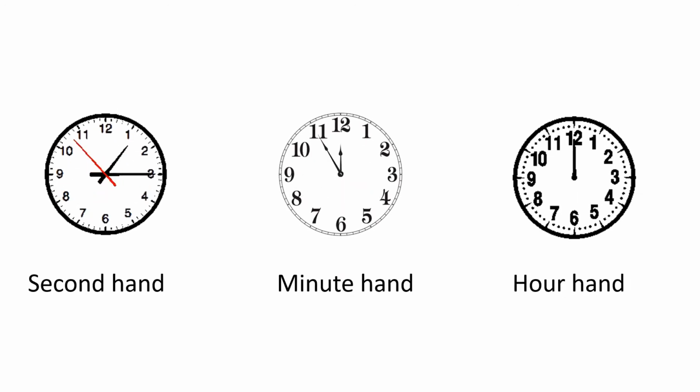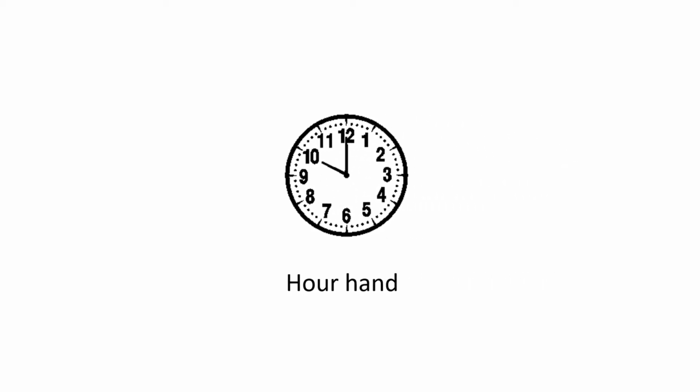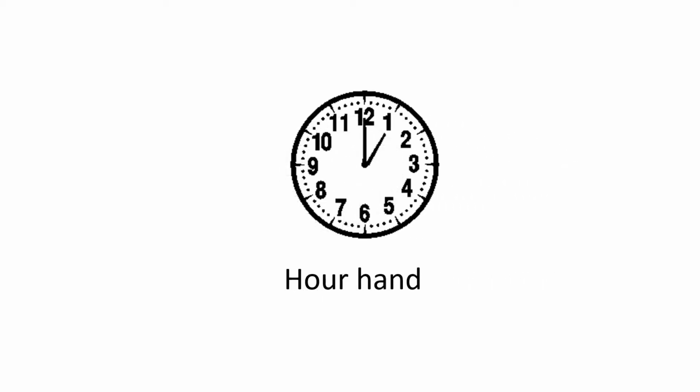Now we will learn about hour hand. Every clock has 2 thick needles. They are known as hands of the clock. The shorter one indicates the hour and it is called hour hand. The longer one indicates the minute and it is called minute hand.